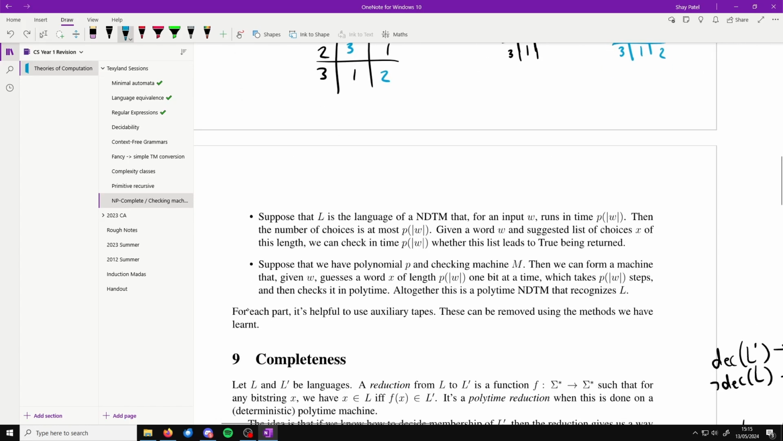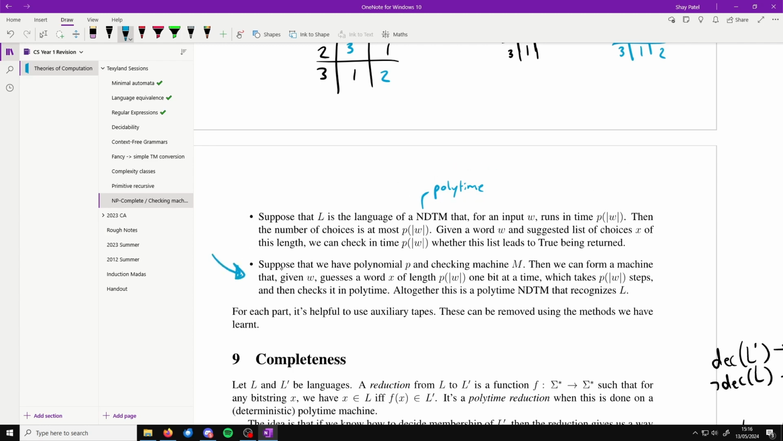So we can sort of derive this from our original NDTM machine definition of NP. Suppose that L is the language of some NDTM that for an input W runs in a time polynomial to W, so it's a polytime NDTM. Then the number of choices is at most polynomial to the length of the word. Given a word W and a suggested list of choices X of this length, we can check in time P(W) whether this list leads to true being returned. So what this is sort of saying, from my understanding, is it can gather a bunch of different candidate solutions and it can test all of them in polytime, where each route is polytime. That's why it's a polytime NDTM.